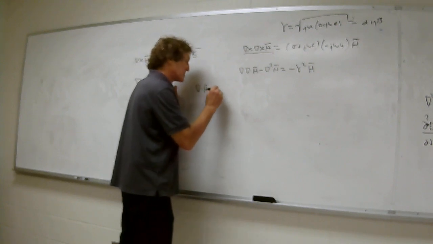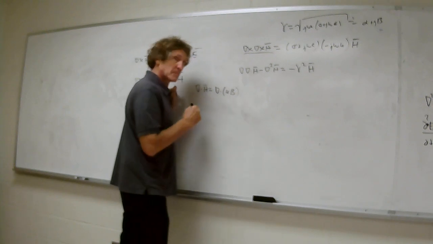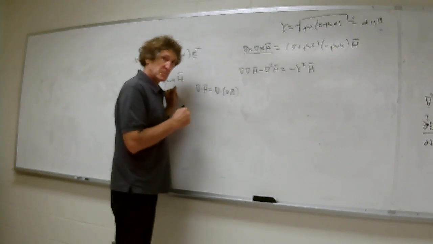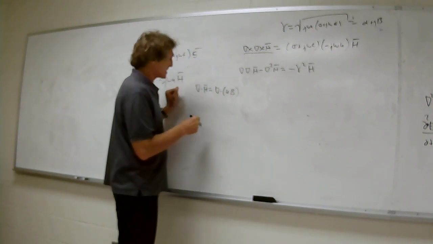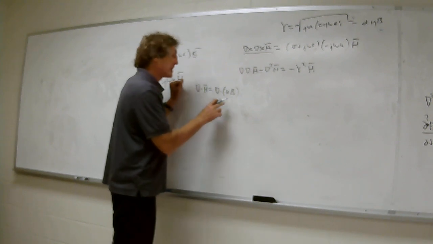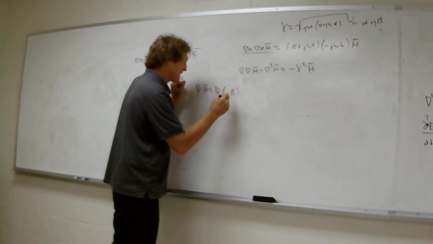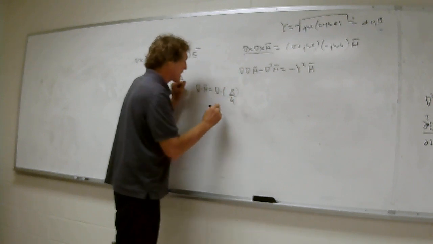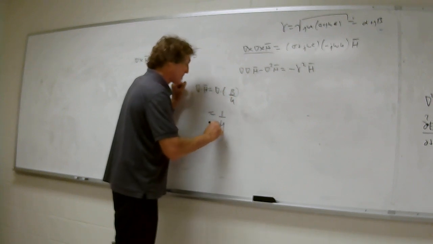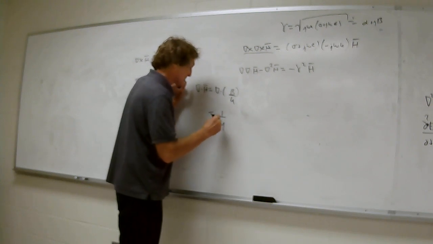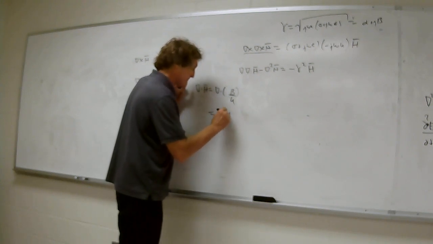It's divergence of B over mu. B is mu H, so H is B over mu. My bad. So if mu is not spatially dependent, it's 1 over mu times divergence of B.